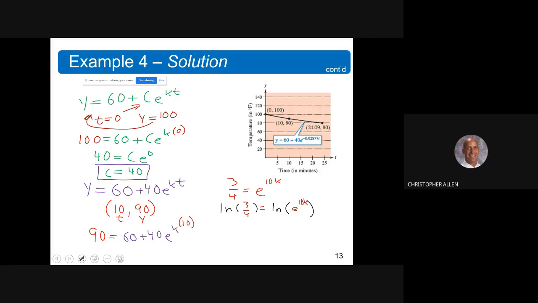And guess what happens to the natural log and the e? They cancel out again, so you're going to get 10k equals the natural log of 3/4. So k is equal to the natural log of 3/4 divided by 10. And just to let you know what that decimal is, and this is something I would probably store in my calculator, is as follows: negative 0.0287682. I'm going to stop there. It goes on. So now I have k.